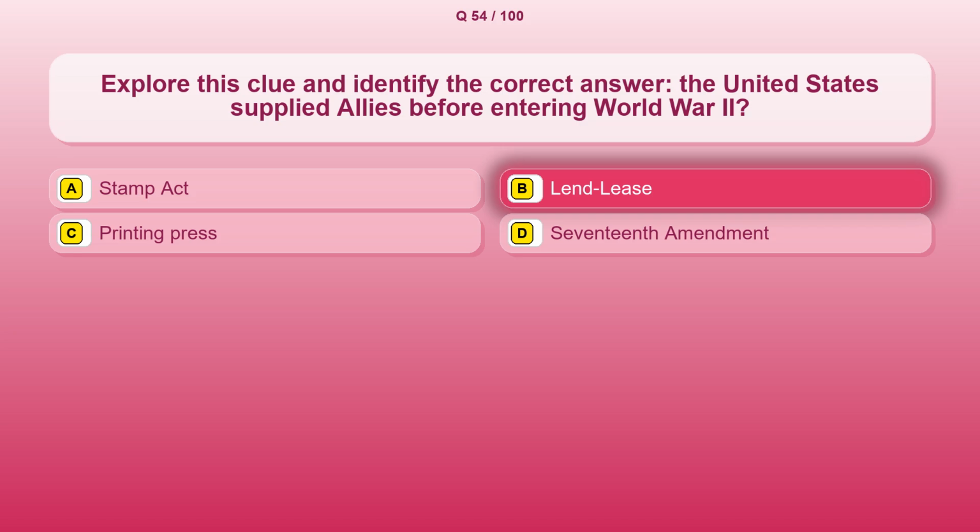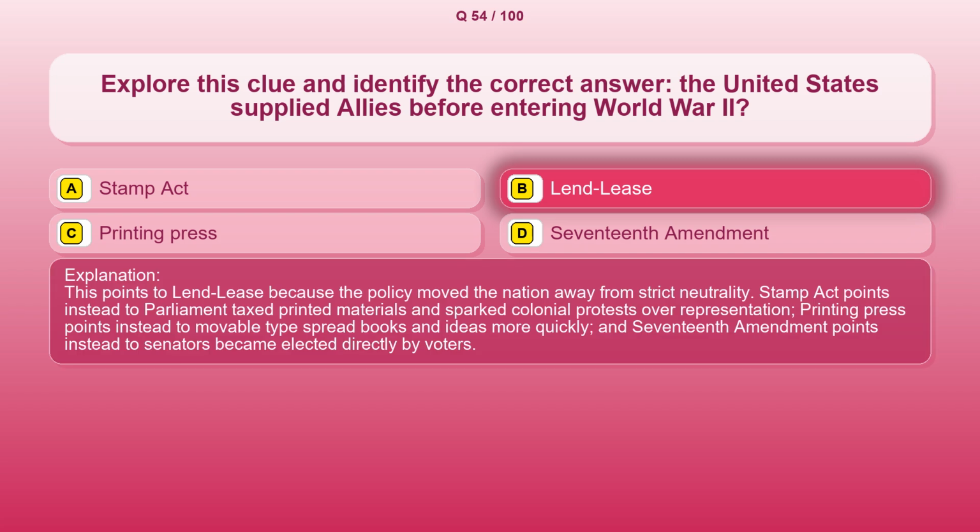The correct answer is option B, Lend-Lease. This points to Lend-Lease because the policy moved the nation away from strict neutrality. Stamp Act points instead to Parliament taxed printed materials and sparked colonial protests over representation. Printing Press points instead to movable type spread books and ideas more quickly, and 17th Amendment points instead to senators became elected directly by voters.